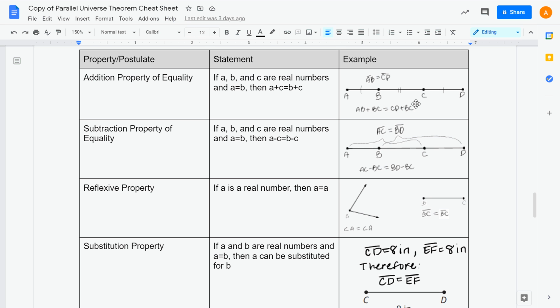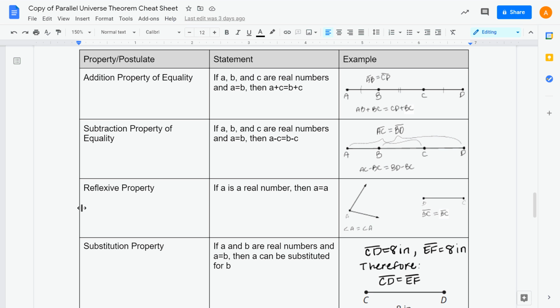The subtraction property of equality is very similar in the sense that it states if we already have two pieces that are equal, so A equals B, then if I subtract away the same thing, C, it will still be equal. So in the example of our line segment here, if I started with the knowledge of AC is equal to the same length of BD, if I take away both sides BC, they will still be equal.